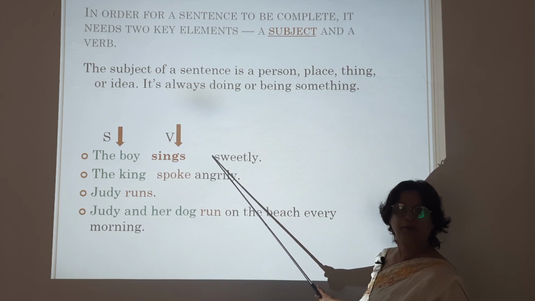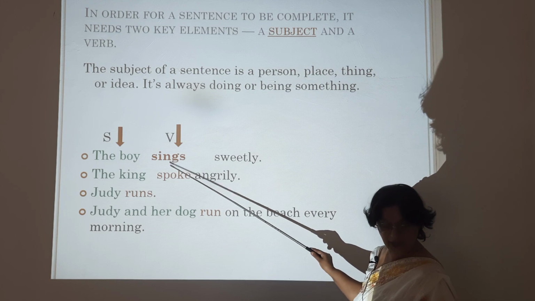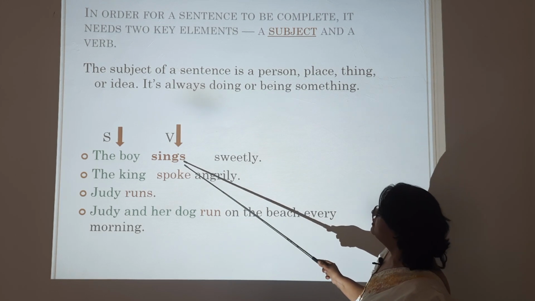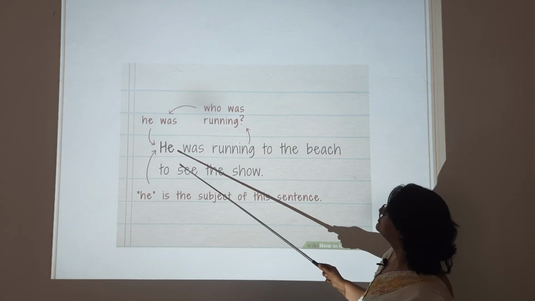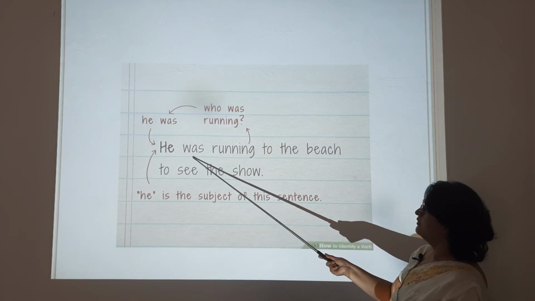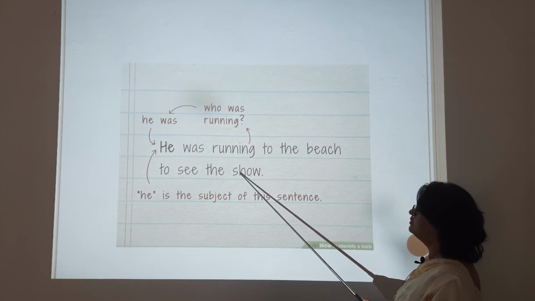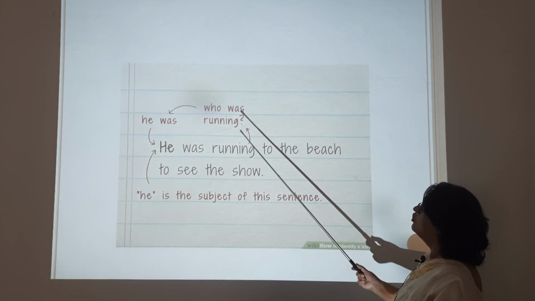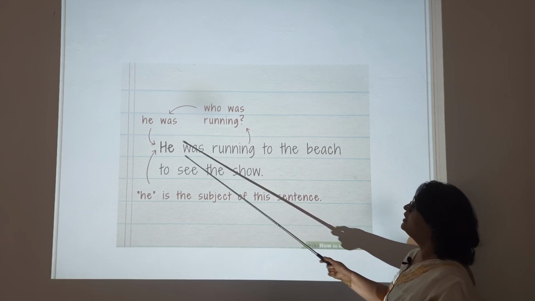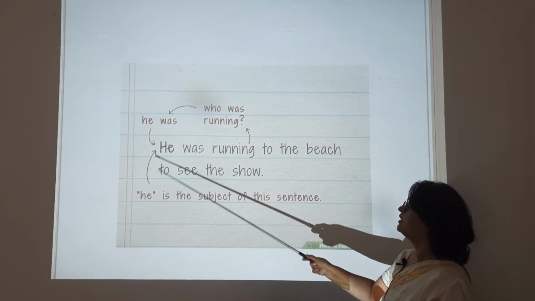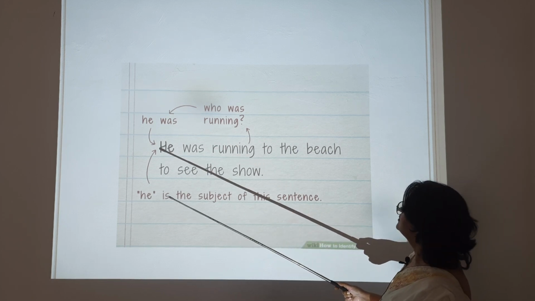When we talk about predicate, we mean the verb in the predicate. That makes the complete sense in a sentence. Look at this particular example. He was running to the beach to see the show. Who was running? Running is the verb. Who was running? He. He was running and hence he is the subject of the sentence.